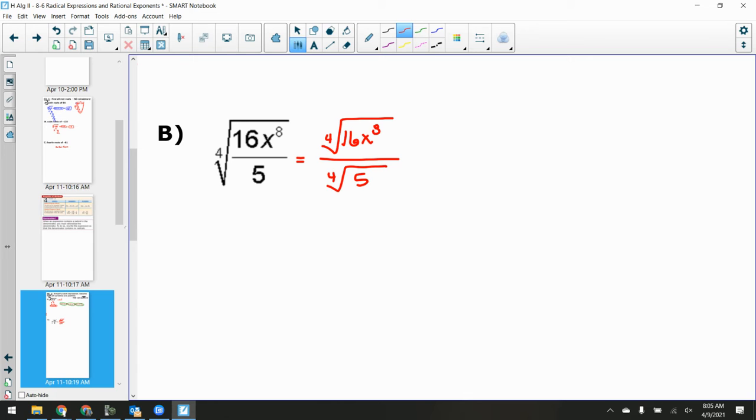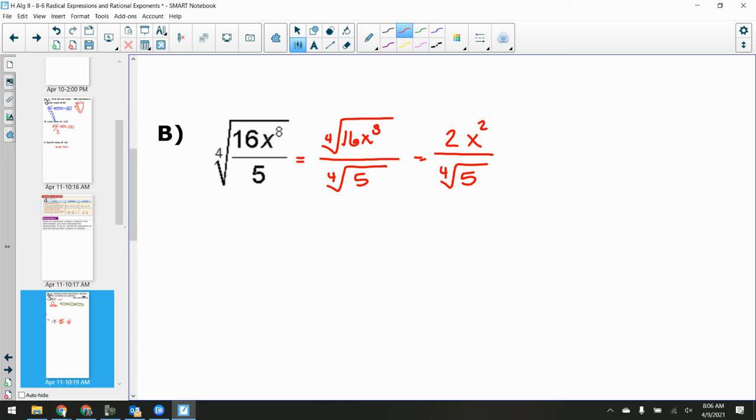Like the 3rd root of 8 is 2. The 4th root of 16 is 2. And what's my power on x? 8 divided by 4 is 2. So I got 2x squared in the numerator, and then I've got this 4th root of 5 in the denominator. Now, can I leave a root in the denominator? No, because that's an irrational number. So I have to rationalize the denominator.